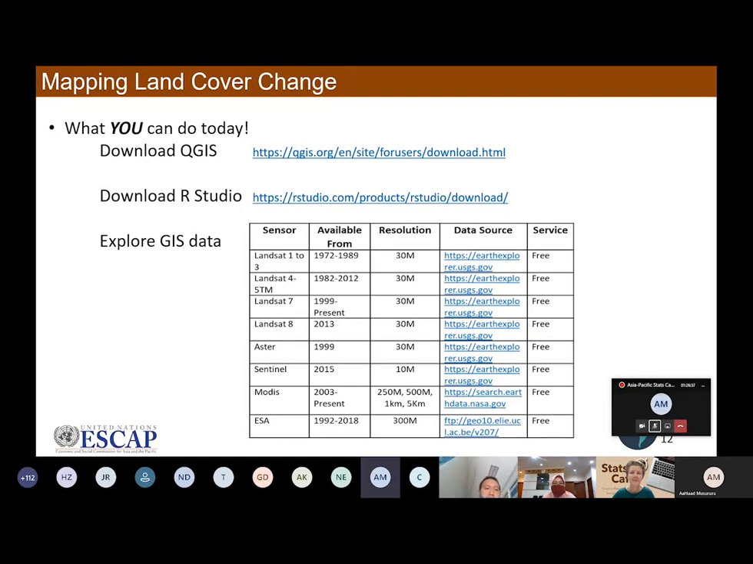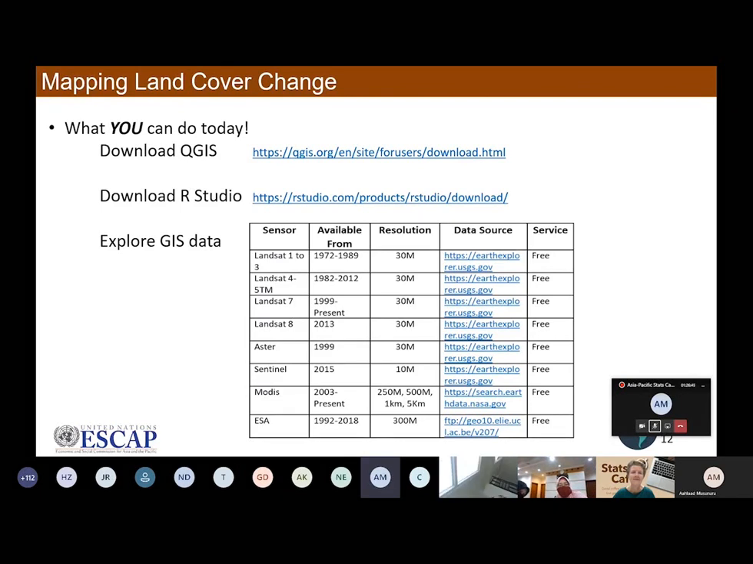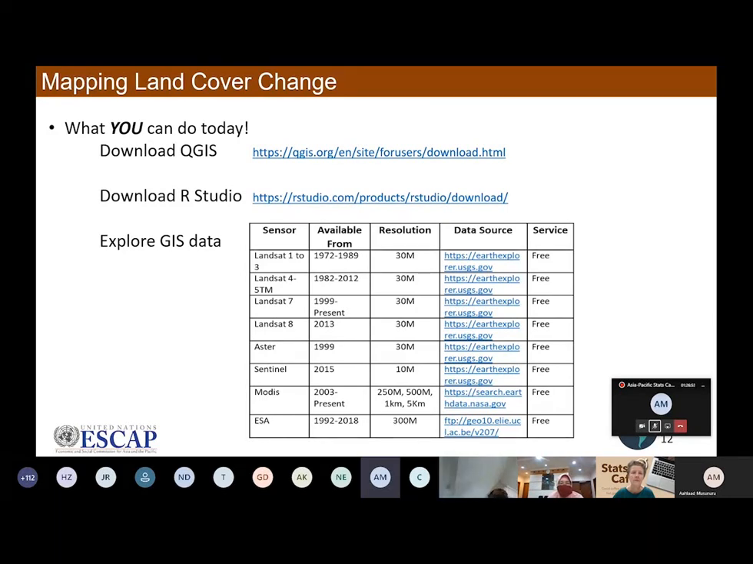Our studio, which was used to develop the transition matrix for the land cover change, is free and available for download as well. And the data sets, as Alad mentioned, are free and available. So that's what you can do today. What we will do next, at the ESCAP Statistics Department, is continue to develop the slides and the guides, as was mentioned before. Next slide, please, Alad. Thanks.